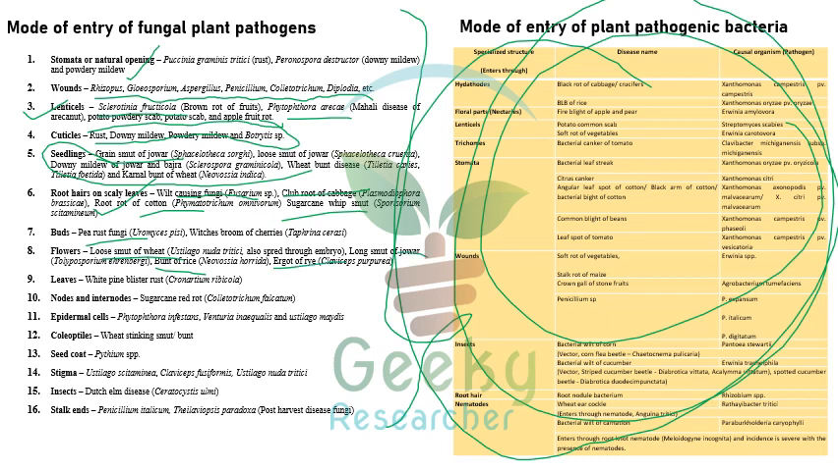And leaves: white pine blister rust. Nodes: sugarcane red rot. Epidermal cells: Phytophthora infestans. Coleoptile: wheat stinking smut or bunt. Seed coat: Pythium. Stigma: Sphacelia sorghi, that is the smut of sugarcane, Claviceps fusiformis and Tilletia. And insects: Dutch elm disease, that is Ceratocystis ulmi. Stalk ends: Penicillium italicum, Thielaviopsis paradoxa. These are all the various fungal pathogens and their modes of entry.